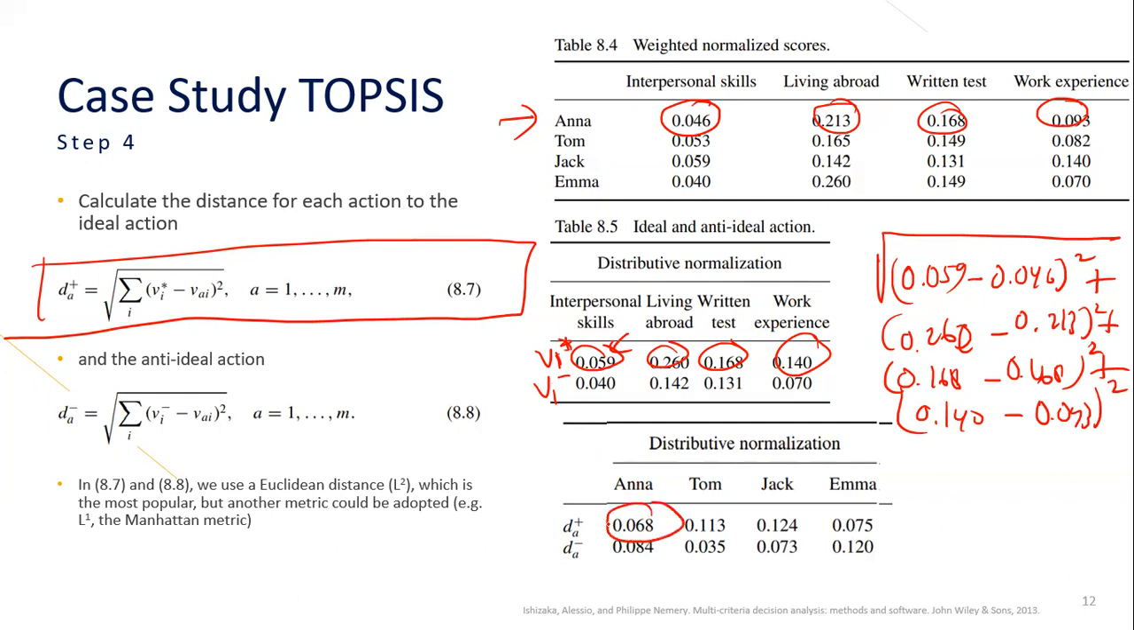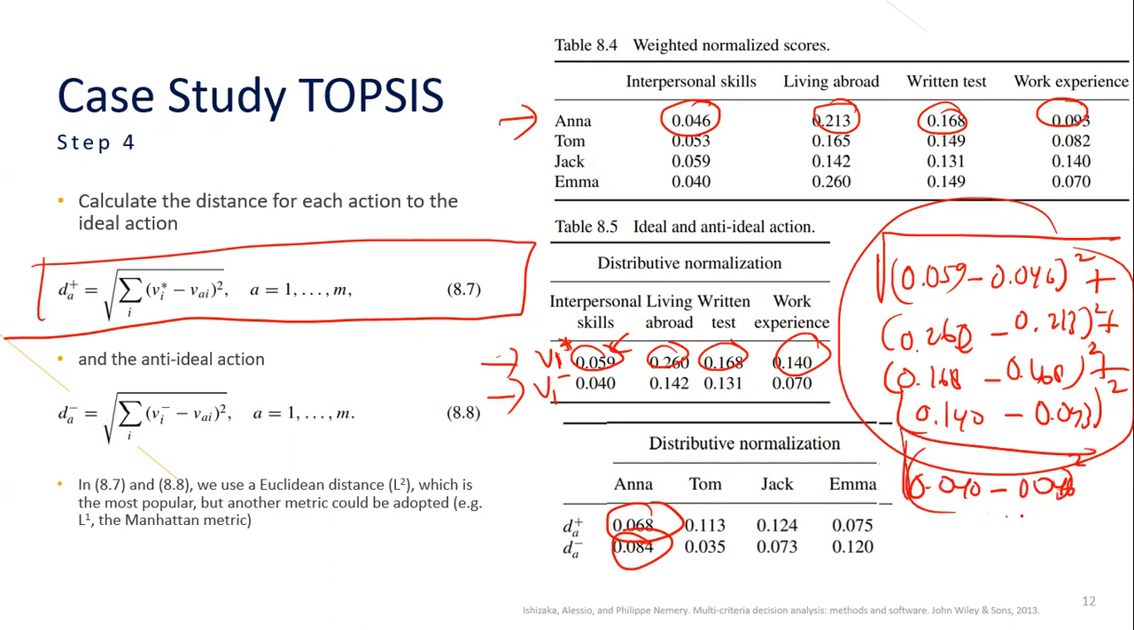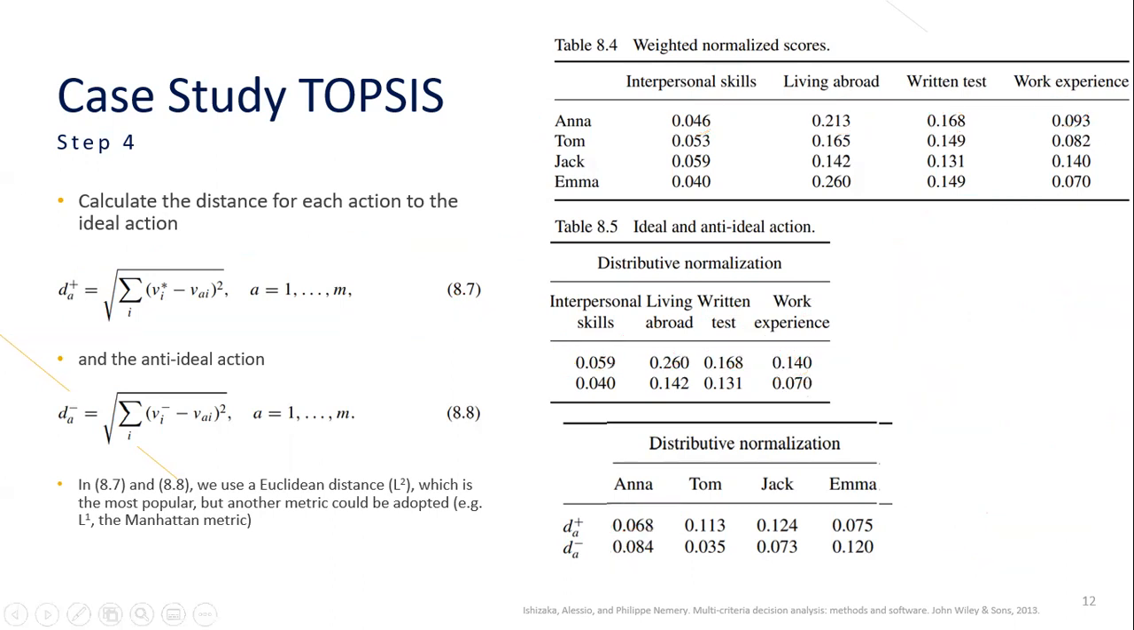Okay. And then what about this one? So dA minus. The same formula here, but instead of using the ideal values, you use the anti-ideal ones: 0.040 minus 0.046 squared, and so on, until 0.070. Basically those are called distances. Then you will have the distance from each alternative to the ideal solution, and the distance from each alternative to the anti-ideal solution.